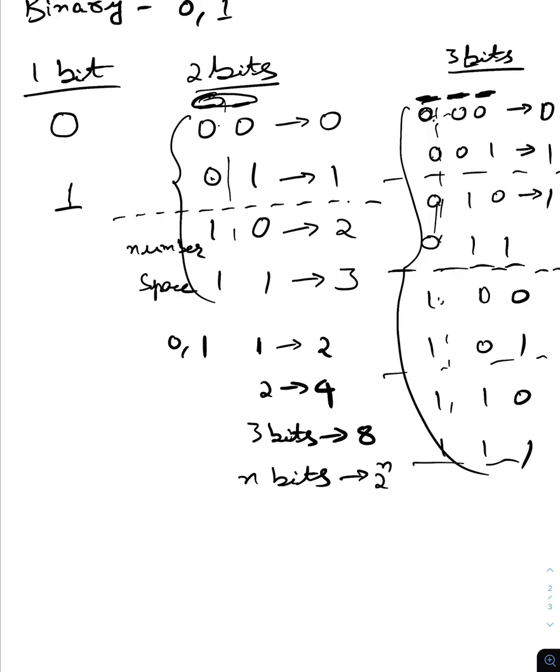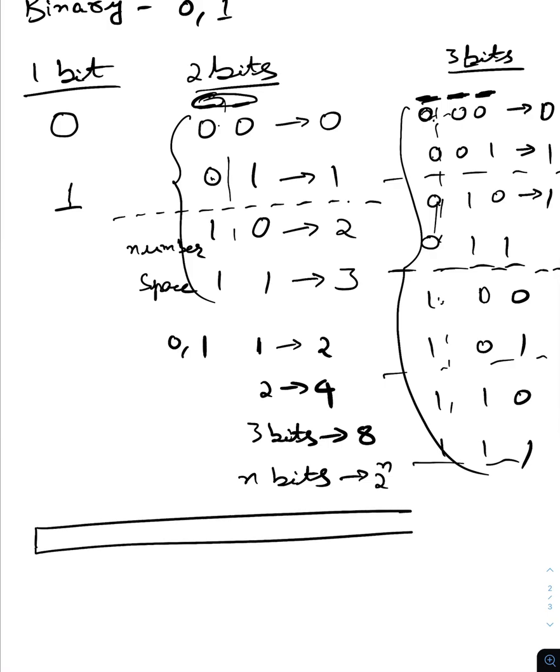So n bits makes 2 power n parts. Suppose you have, let's talk about the IP address here. As I told you before, the IP address is a set of numbers. Here the set is either 0 or 1, and suppose it has n bits in total.